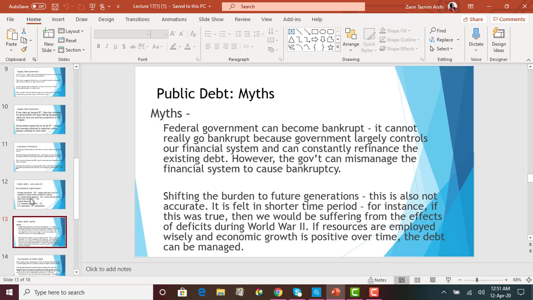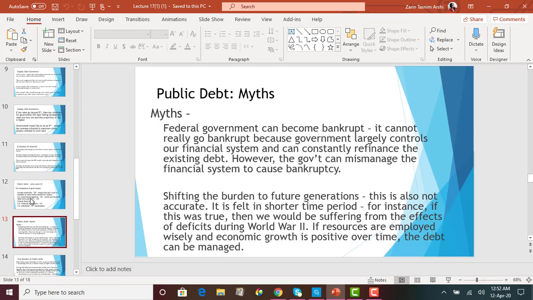Like even if you see during the World War II, government had a huge public debt, right? Because they were spending a lot on the military industry, and as a result they were having budget deficits and public debt went up. But we are not suffering those consequences. Are we suffering the consequences of that high public debt? We are not. We are still fine. We are okay. So as long as the resources are wisely used, there is economic growth and the debt is managed properly, then it will not be shifted to the future generation.